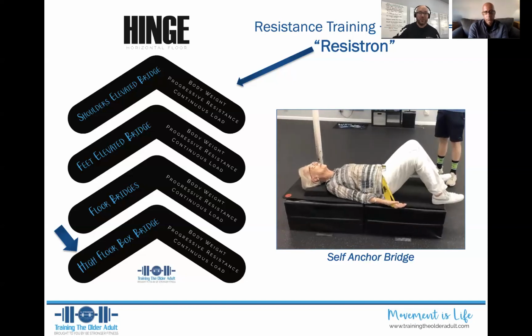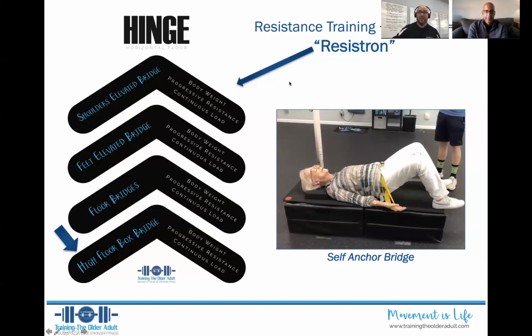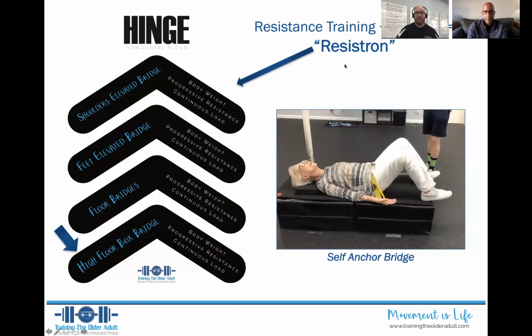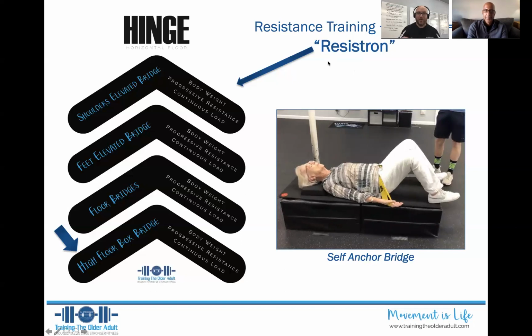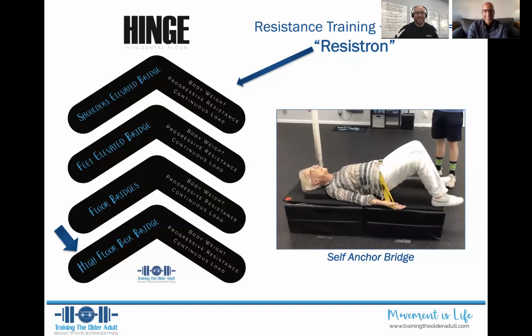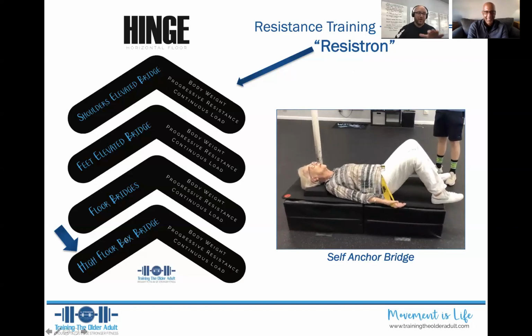So these are called chevrons. My wife made these. I love these. And because it's resistance training, our nickname for these is resistrons, which I feel like could be like a new Transformer, the resistron. That's right. Yeah. So basically, it's a little progressive arrow for you.